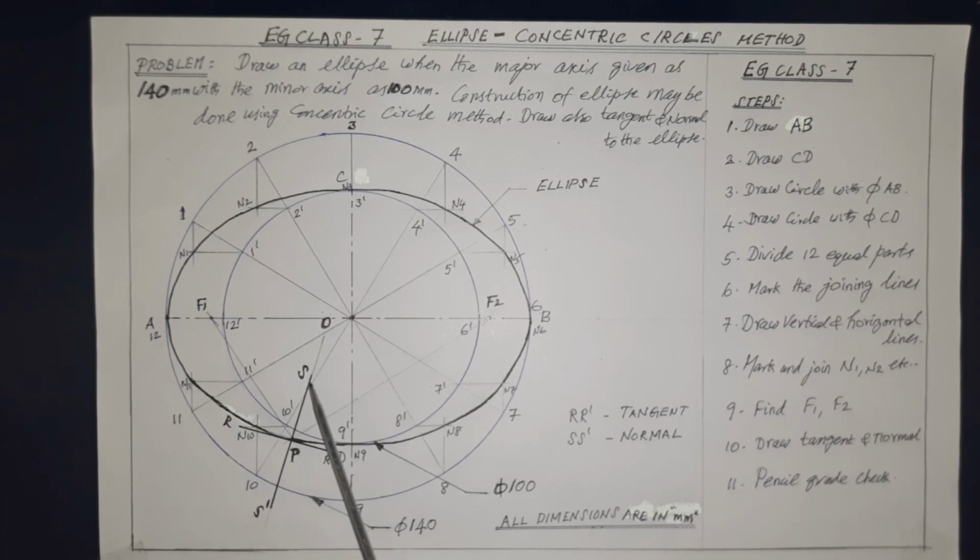We have already done S1. Now draw a perpendicular line to this S1 line at point P. Mark it as R dash.